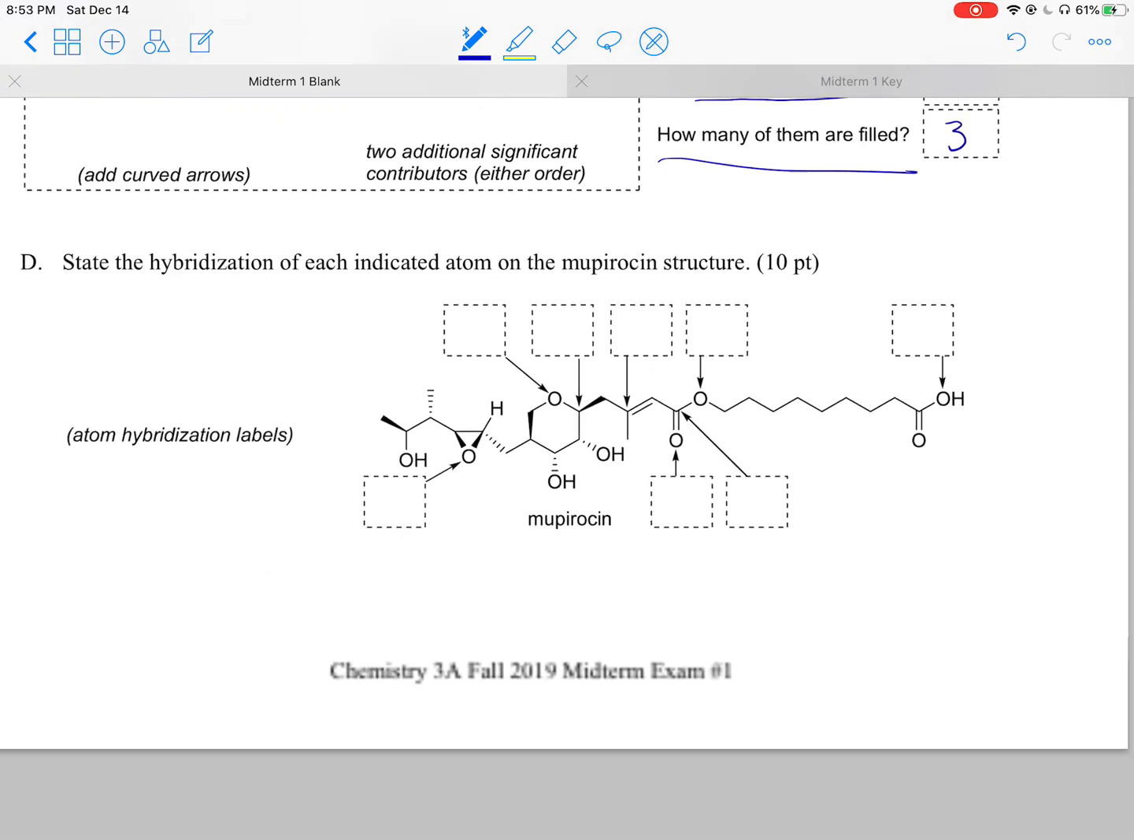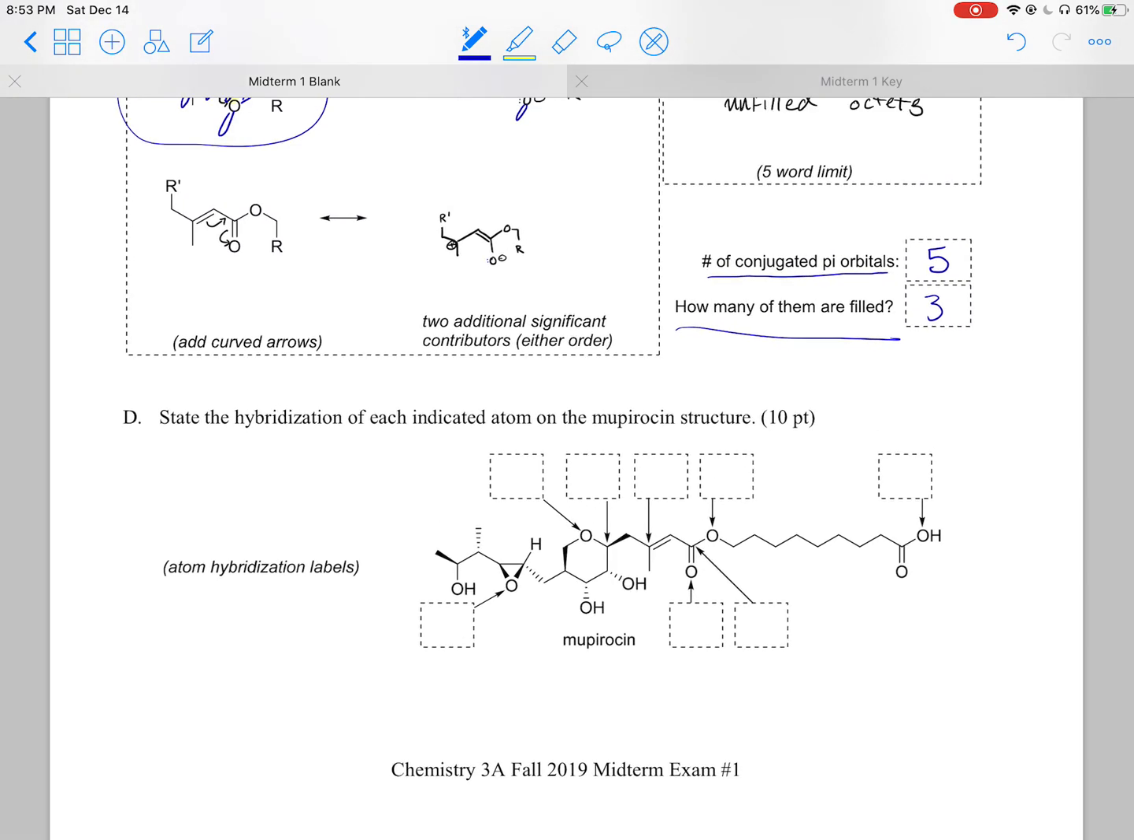Okay, so the last question on this page says to state the hybridization of each indicated atom on the structure. The biggest thing to watch out for here is to think about resonance. It's not the only thing, but it is the big thing that can throw you off, because you could think that something's sp3 because that's what it looks like, but it's actually sp2 because you have to think about resonance, where a lone pair can turn into a pi bond.